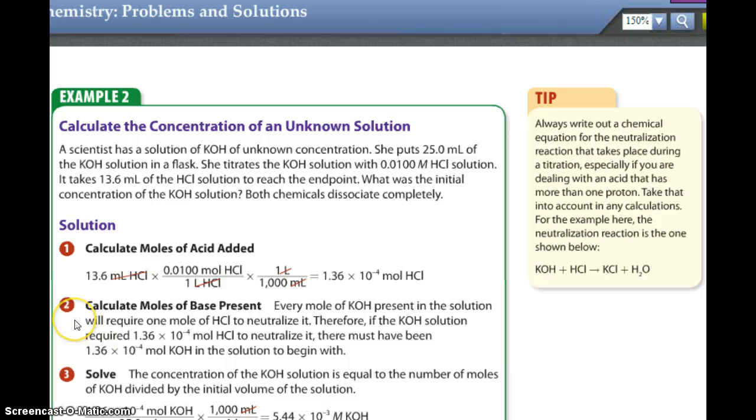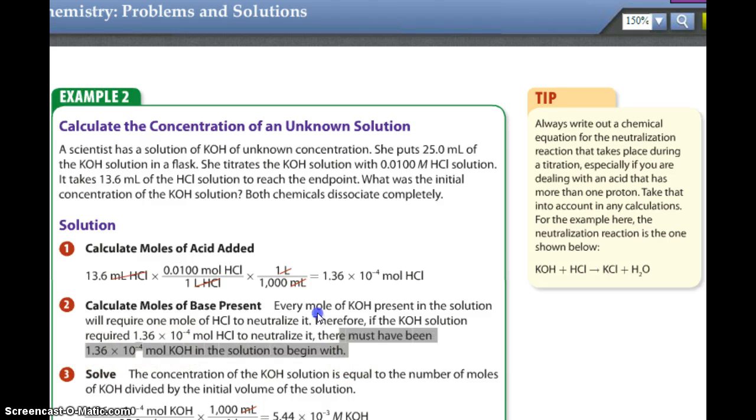Now calculate the moles of the base present. Every mole of KOH present in the solution will require 1 mole of HCl to neutralize it. Therefore, if the KOH solution required 1.36 times 10 to the negative fourth moles of HCl to neutralize it, there must have been 1.36 times 10 to the negative fourth moles of KOH in the solution to begin with.